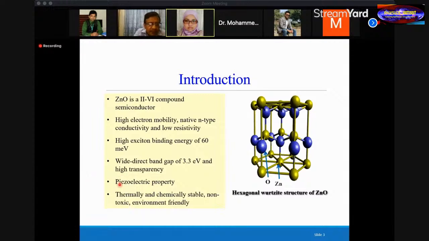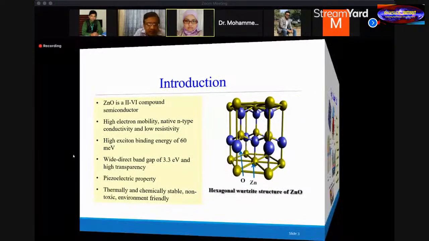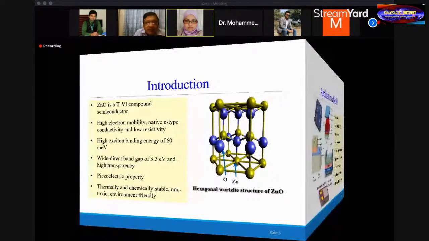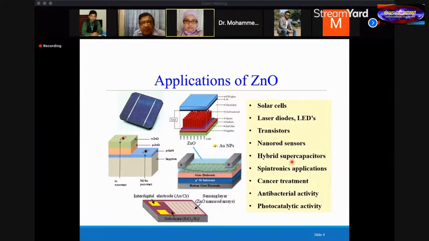So, due to the attractive properties, it has versatility of applications in solar cells, laser diodes, transistors, nanorod sensors, hybrid supercapacitors, electronic applications, cancer treatment, antibacterial activity, photocatalytic activity, and many more.